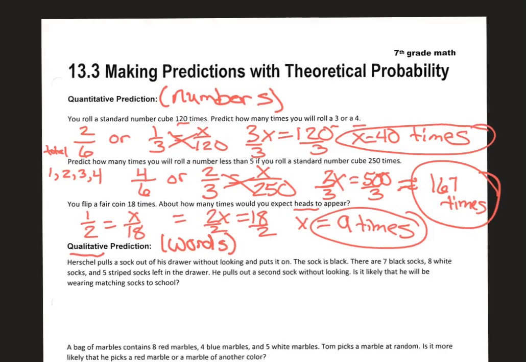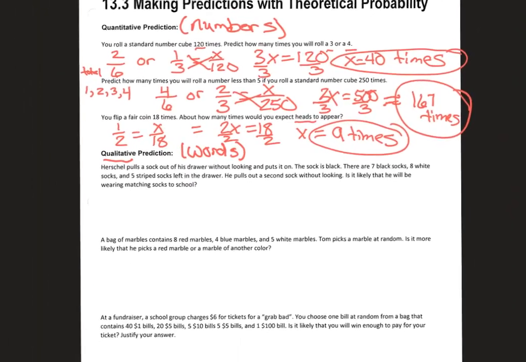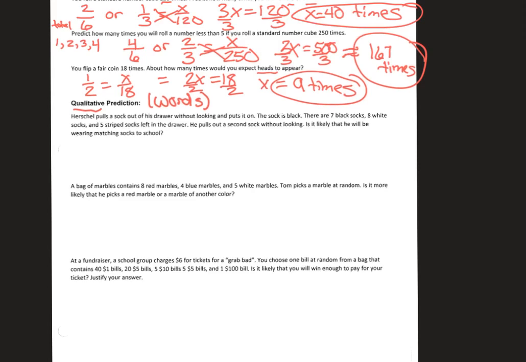Okay, so the next thing we're going to talk about isn't necessarily numbers, but more of qualitative. Okay, Herschel pulls a sock out of his drawer without looking and puts it on. So now we're looking at colors of socks, not actual numbers. The sock is black. There are 7 black socks, 8 white socks, and 5 striped socks left in the drawer. He pulls out a second sock without looking. Is it likely that he will be wearing matching socks to school? So we're going to use our theoretical probability to figure that out.